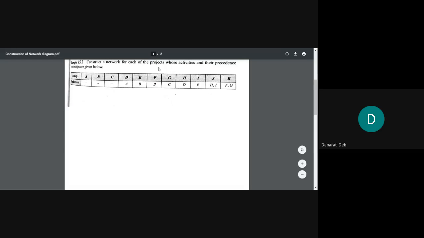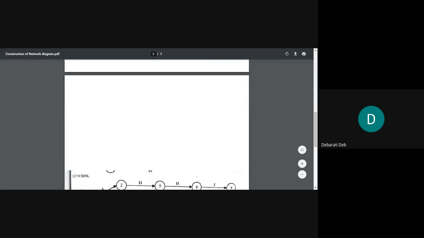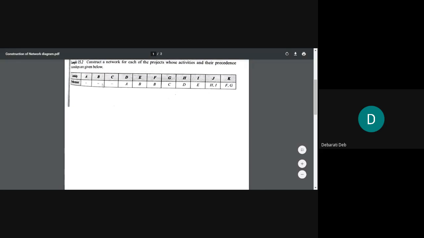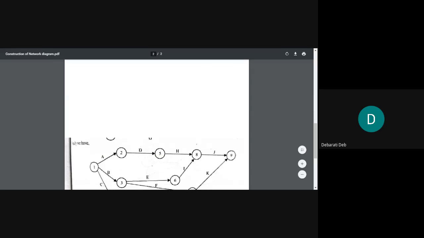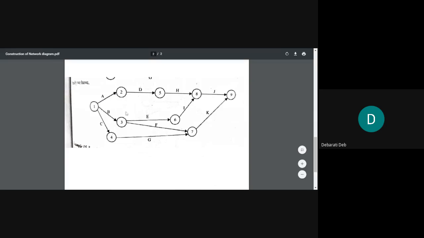Let us also see G. G's predecessor is C, which indicates that after C has ended, only one activity will come out, and that will be G. So let's remember and draw. D will have A as predecessor, E and F will come out from B, and G will come out from C. We have drawn A, B, C already. After A has ended, D will start. D is the only activity whose predecessor is A. So we'll draw D after A.